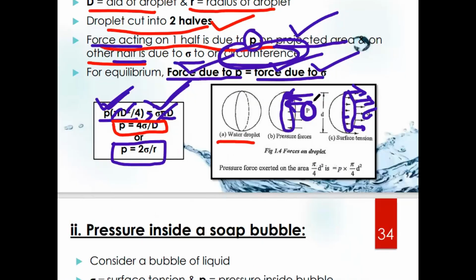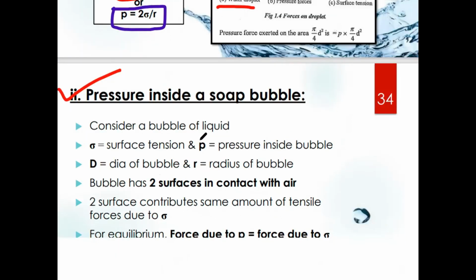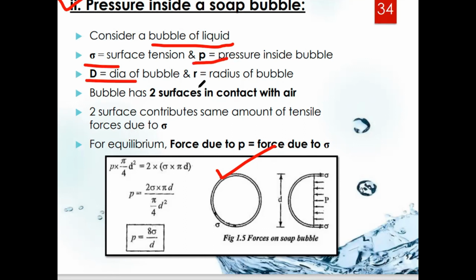The next is pressure inside a soap bubble. The second one, we will see what is the pressure inside the soap bubble, as we have considered the water droplet. Here also, we'll consider the bubble. This is a bubble that we have considered to derive the pressure inside a soap bubble, and sigma is the surface tension and P is denoted as the pressure inside the bubble. Similarly, D is the diameter of the bubble and R is the radius of the bubble.